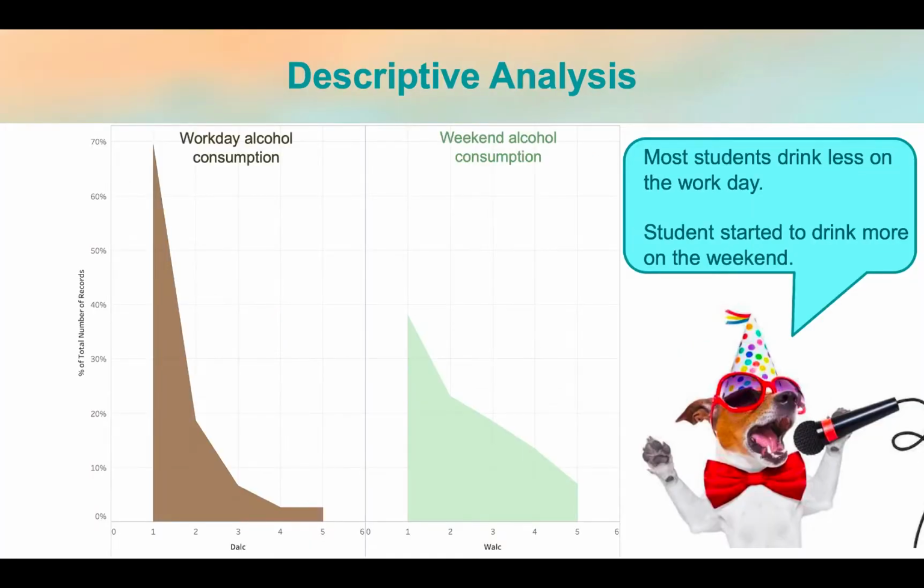And this is the alcohol variables based on their distributions. The left one is the consumption on the workday, and the right one is on the weekend. We can see most students drink less on workdays, maybe because they think drinking a lot will affect their study efficiency. And on the other hand, students started to drink more on the weekend. I think it is reasonable for students to drink more on the weekend, since they might want to go to parties and have fun to relax.